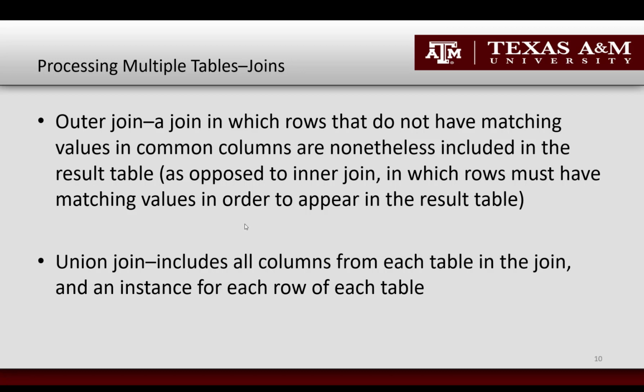Sometimes we want to combine the results of multiple tables or multiple queries and show all the results in one combined area. This is called a union join. Let's take a look at some examples of these types of queries.